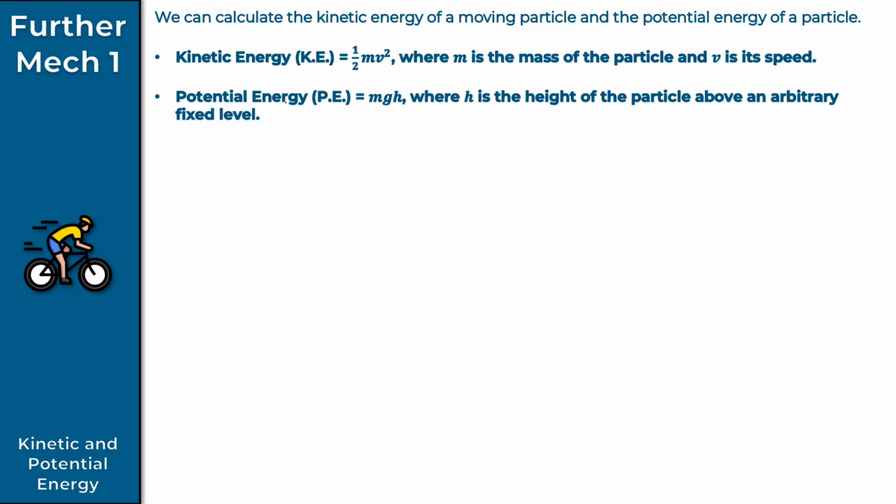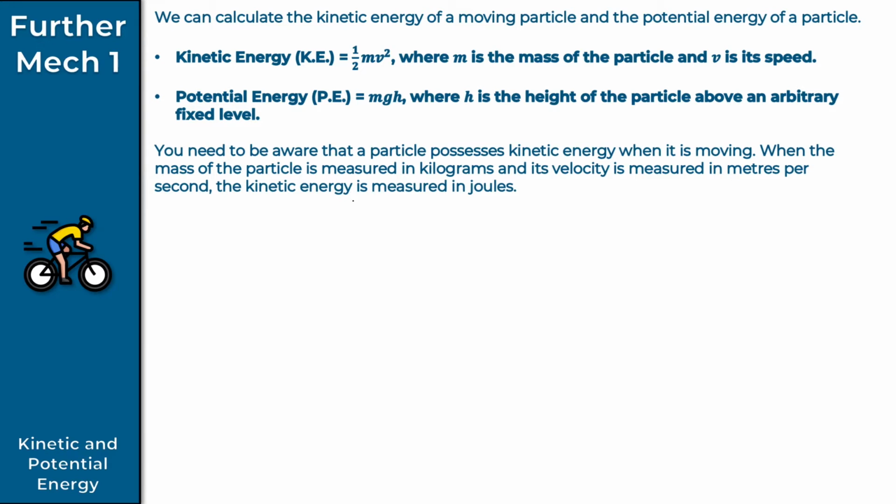And for potential energy, again, we often abbreviate this to PE. That is equal to mgh, where h is the height of the particle above an arbitrary fixed level. Now you do need to be aware that a particle possesses kinetic energy when it's moving. And when the mass of the particle is measured in kilograms and its velocity is measured in meters per second, the kinetic energy is measured in joules.